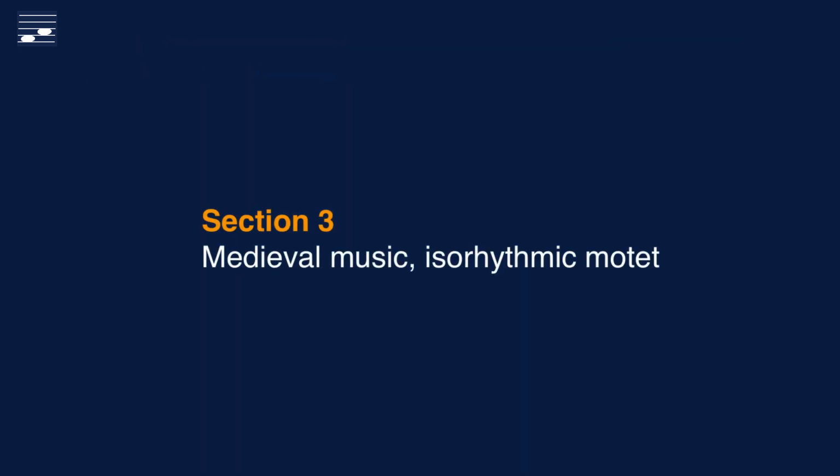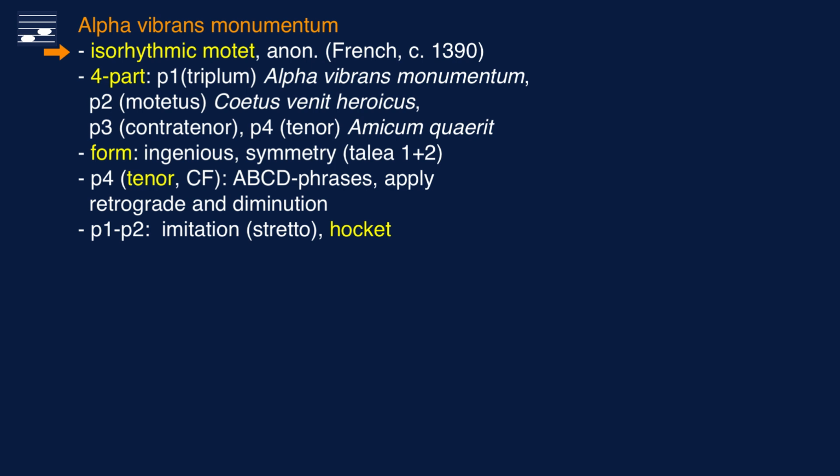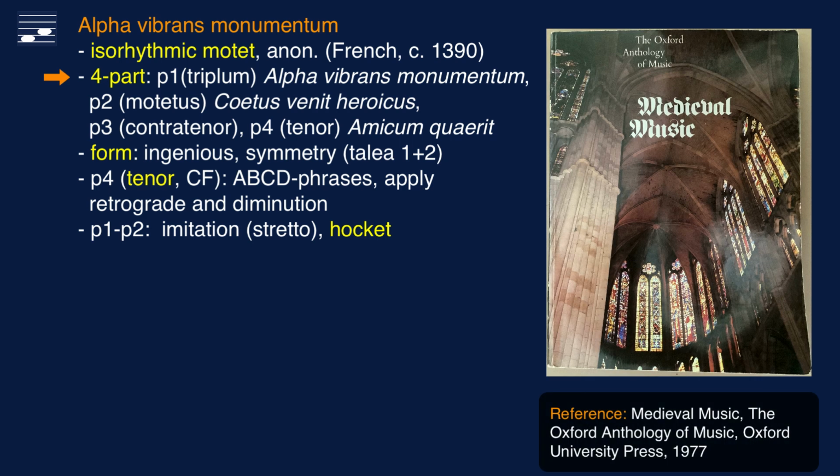In Western music, the Hoquetus technique origin lies in the medieval Ars Antiqua period, and you'll see an analysis of the Isorhythmic Motet Alpha Vibrans Monumentum by an anonymous French composer from the end of the 14th century. I found this intricate 4-part example in the Oxford Anthology of Medieval Music.